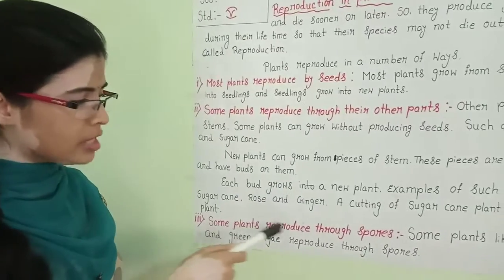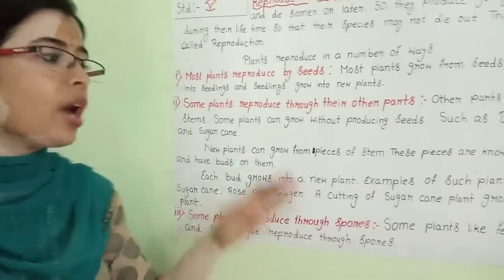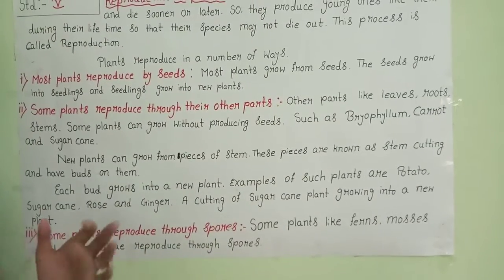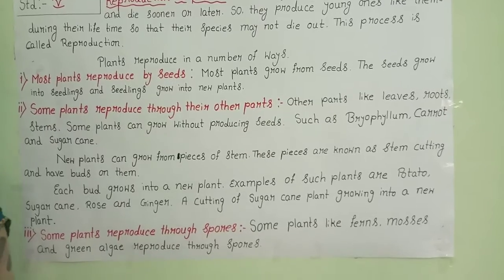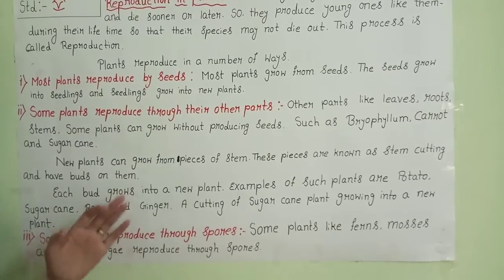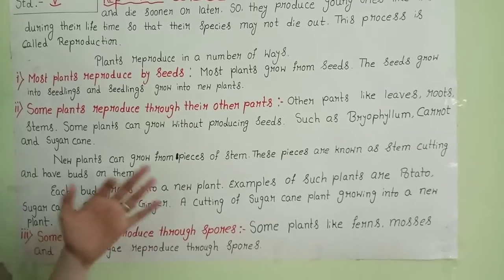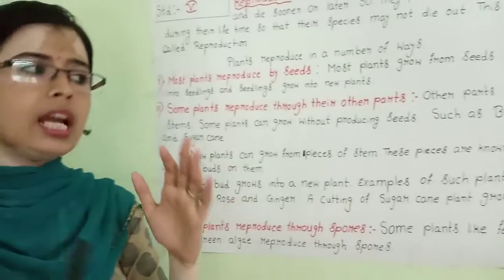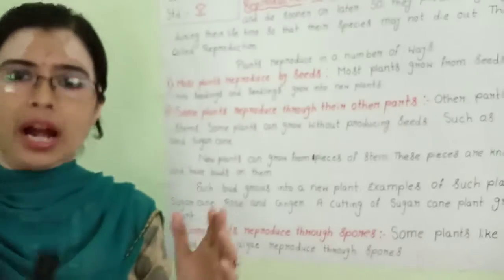Next one is some plants reproduce through spores. What are spores? Some plants, such as fern, moss, etc., do not produce any type of seeds or flowers. They reproduce through spores. What is a spore? A spore is a reproductive cell that is capable of producing new plants.